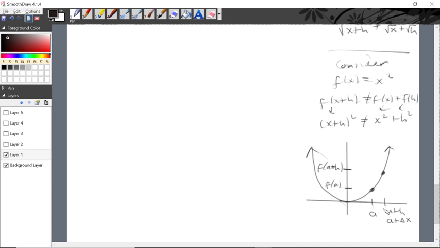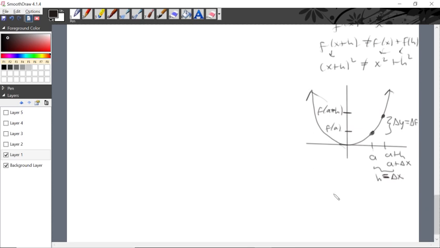Now, the difference between these x values is h, of course. The difference between these y values, though, we can call delta y, or we can call it delta f, for example, as we did previously. And we can see that it's not necessarily true that delta y is equal to delta x. And we know that from our epsilon delta proofs.